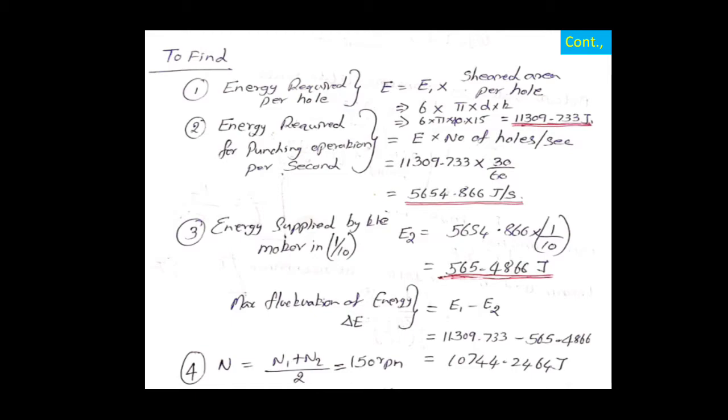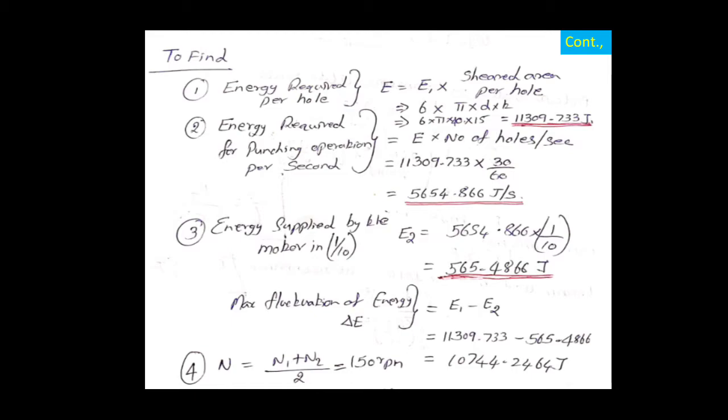E2 is equal to 5654.866 into 1 by 10. 1 by 10 in the sense that for one tenth of the second, the energy is supplied. So out of 10 seconds, 1 second the power will be supplied from the flywheel to the motor.